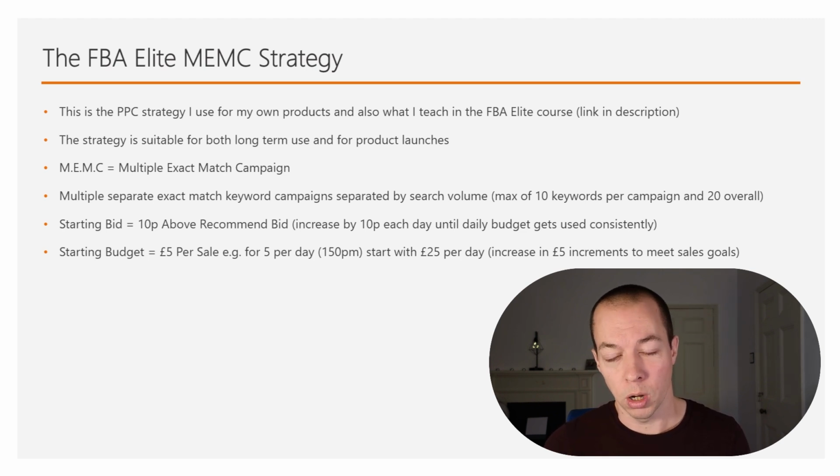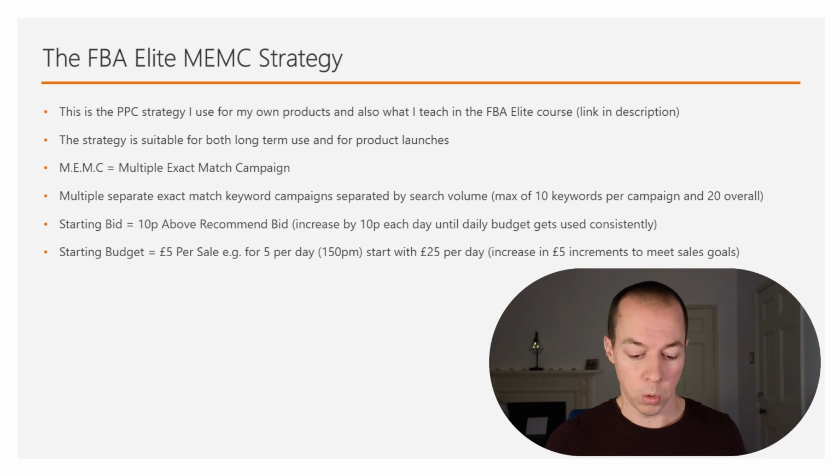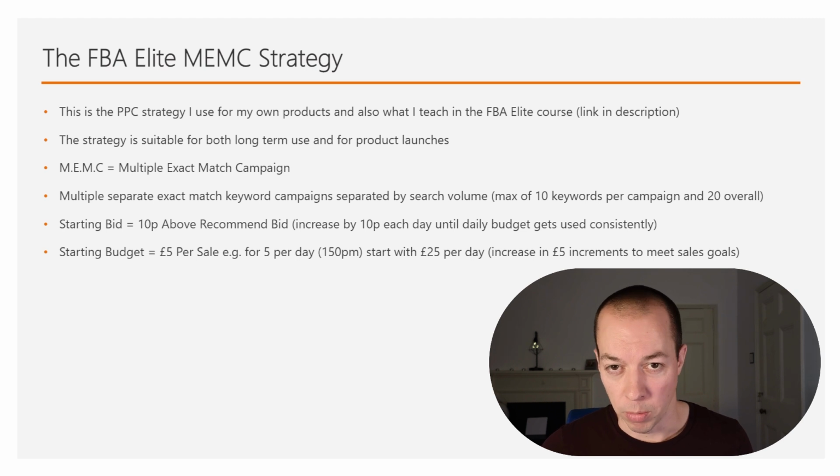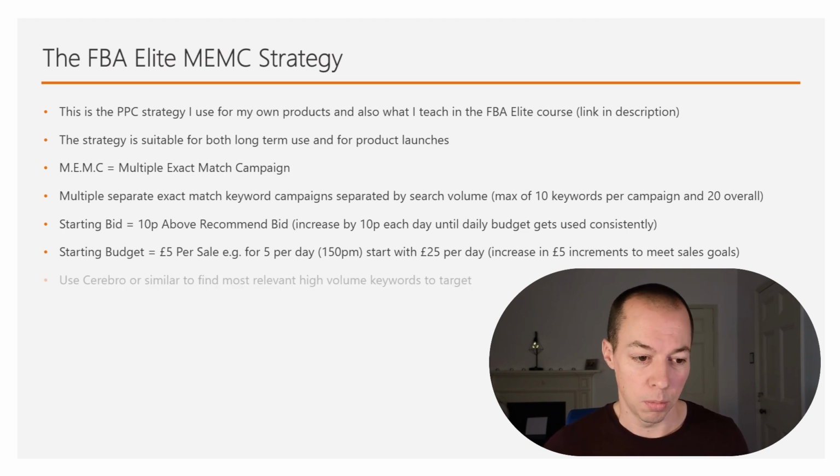So depending on what your goals are for your product, let's say, for example, you found a product that you want to sell 150 units per month. That's 5 sales per day. So if I'm saying allocate initially £5 per sale, you're going to need £25 of PPC spend per day during the launch period. Now, this is going to vary for every single product and every single niche. You may have to increase this or decrease it, but £5 I found is a good starting point.